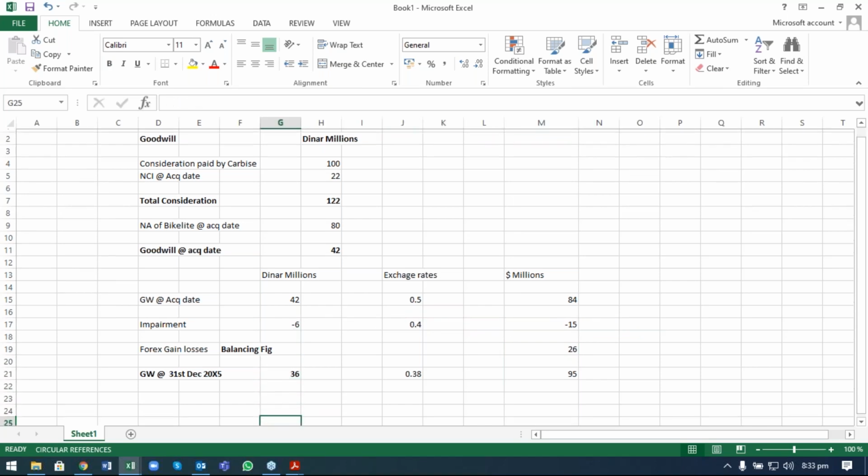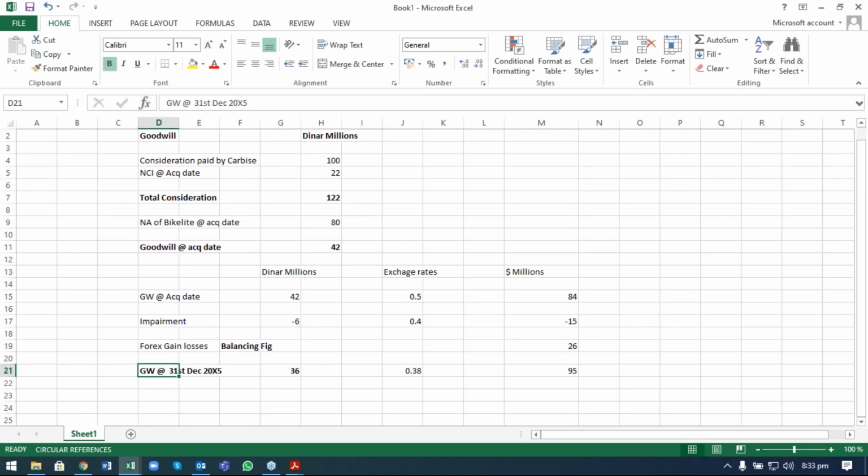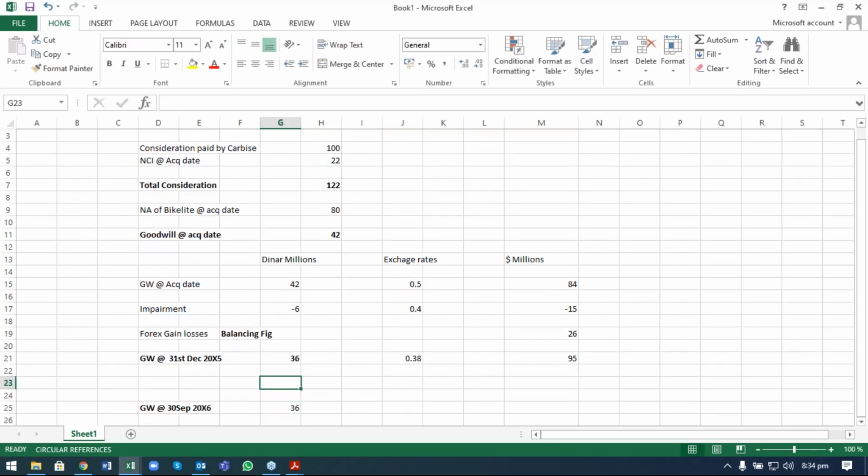The next reporting date would be, this should be the opening for the year ended 31st December 2006, while as the subsidiary was disposed of, you need to calculate goodwill on the disposal date, which was goodwill at what date? At 30th September 20x6. So what is the value at 31st December 20x6? The value would be this 36 million.